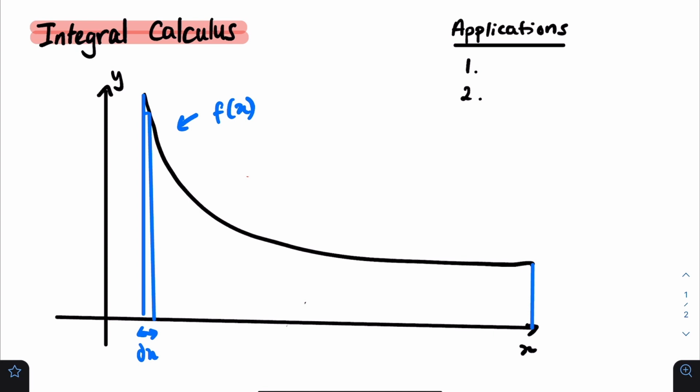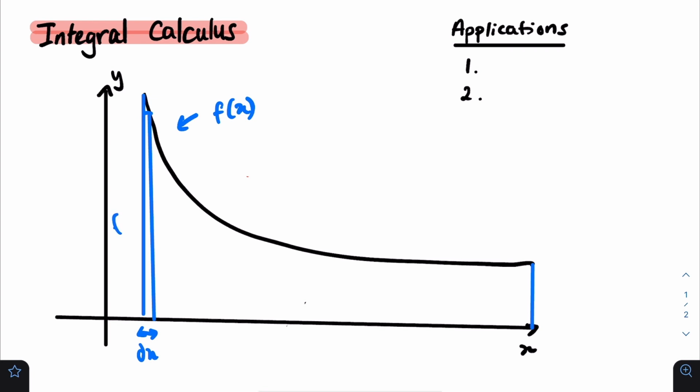Then the height of this rectangle is equal to f of x, right? Because we're just connecting the line to the graph directly across. We're not going up or down with it. So it's just a straight line to the graph.